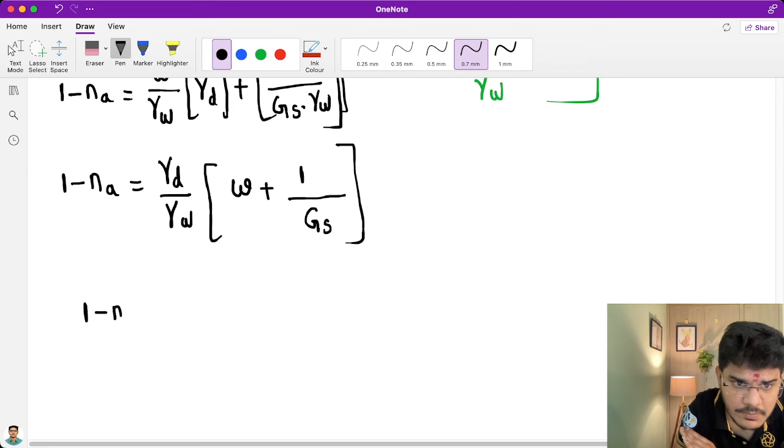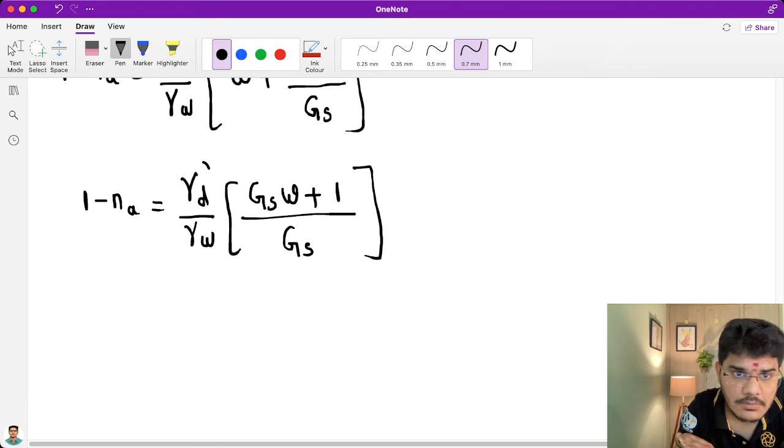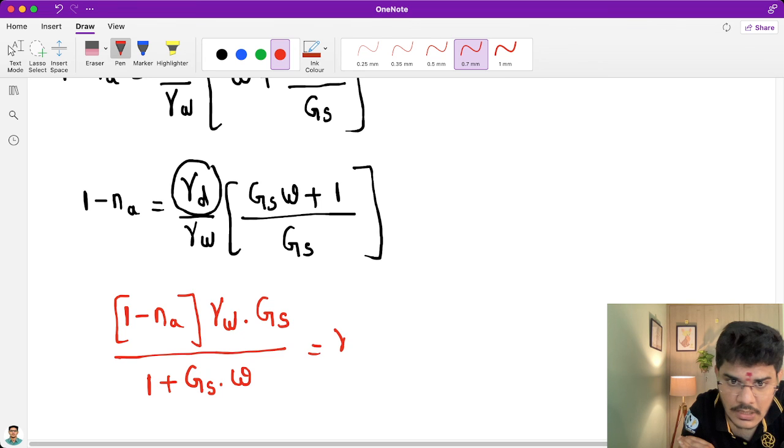So I am just taking the LCM in the right hand side part. Gs will be the LCM. So Gs into w plus 1. I'm just keeping gamma d in the right side portion and sending all these things to the left side. Now our formula will become (1 minus n_a) into Gs gamma w, divided by 1 plus Gs into water content, that is equal to gamma d.